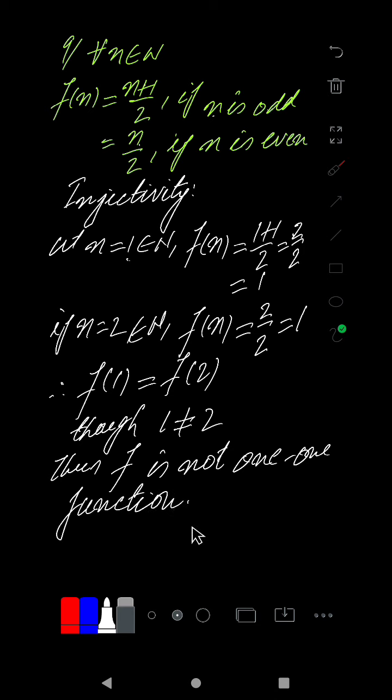And since we were supposed to find whether it is a bijective function or not, and when it is not injective, it cannot be a bijective function, so there is no need to check surjectivity of the function. Here we may write the conclusion that f is not a bijective function.